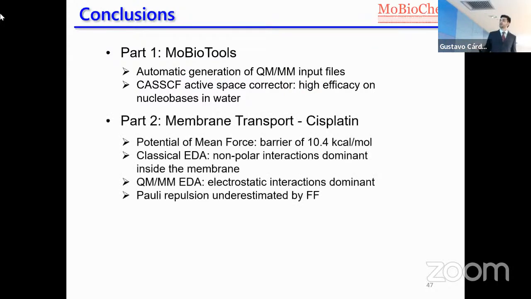The second part was the study of the membrane transport of the cisplatin molecule. We evidenced a potential of mean force of 10.4 kilocalories per mole. More importantly, we saw that when considering a classical force field, the nonpolar interactions were predominant only inside the membrane. However, in the case of quantum mechanics molecular mechanics, we had a contradictory result in that regard, because also inside the membrane, the electrostatic contributions were predominant. And we also suggested that the Pauli repulsion is underestimated by the classical force field.